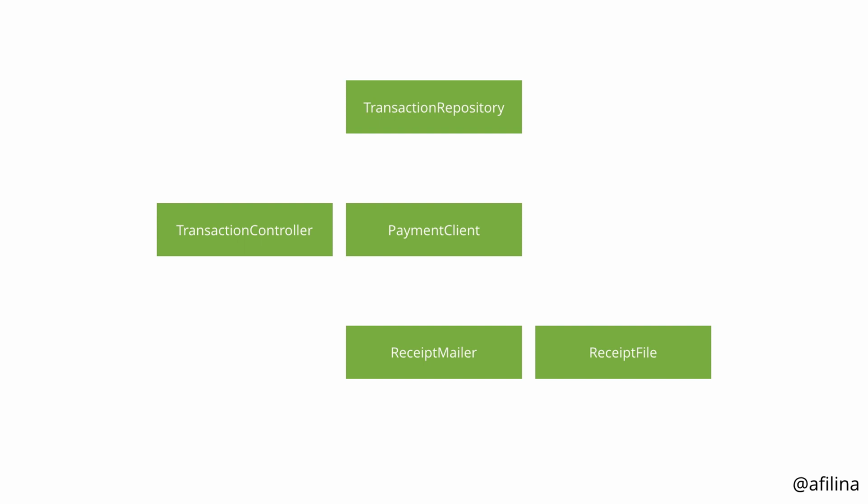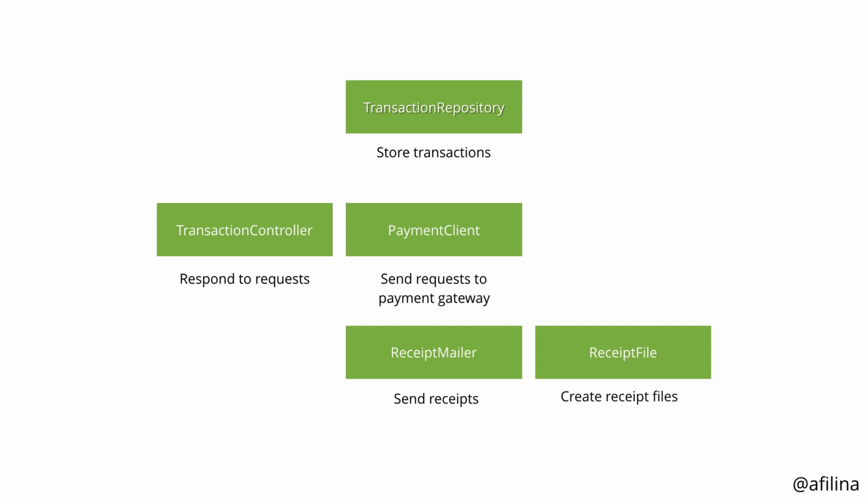to make a change. The transaction controller's responsibility is to respond to requests. It can do so by forwarding the data received to the various services, who then have their own responsibility. The responsibility of the repository is to store the transactions. The payment client sends requests to the payment gateway. The receipt mailer sends receipts. The mailer attaches a receipt to the email by leveraging the receipt file service, which creates the actual file.